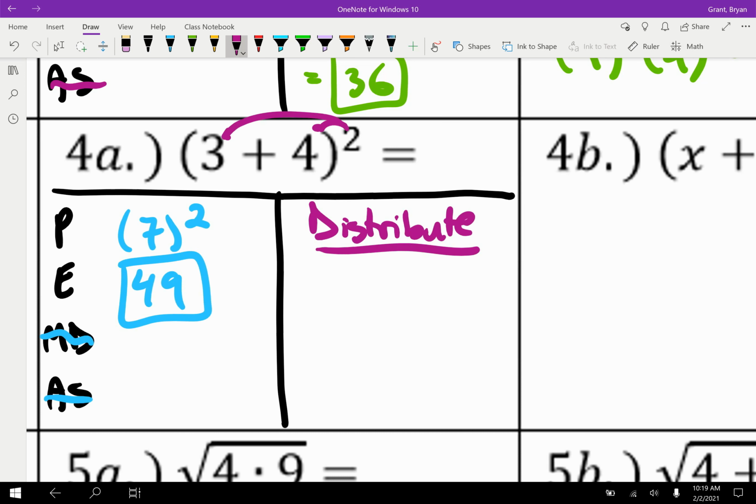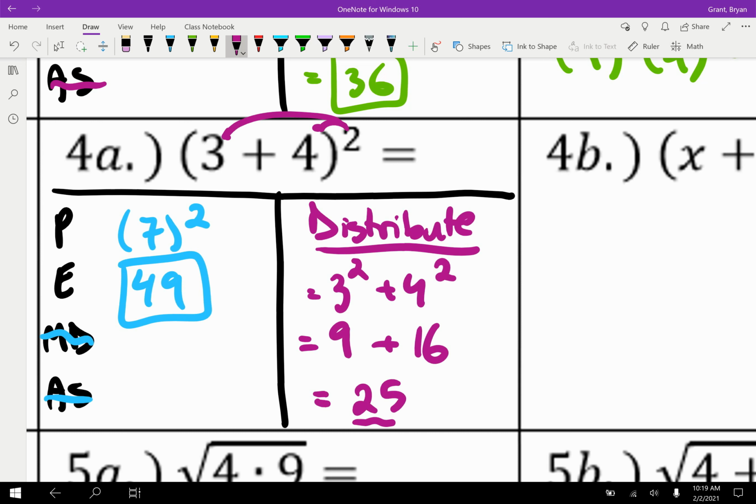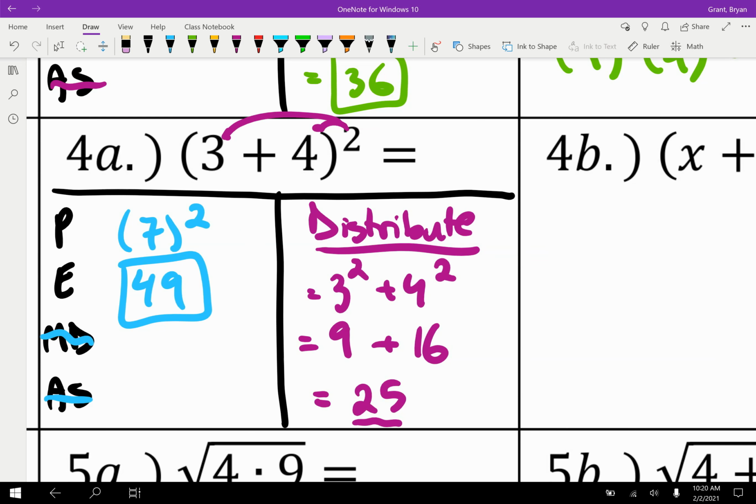Distribute the 2. So we end up with 3 squared plus 4 squared, looking good so far. 3 squared is 9, 4 squared is 16. Okay, and then 9 plus 16, I think that's 25, isn't it? Uh-oh, we have a discrepancy. We have a difference between the two. 49 versus 25. Which one's correct? PEMDAS. PEMDAS is always right.